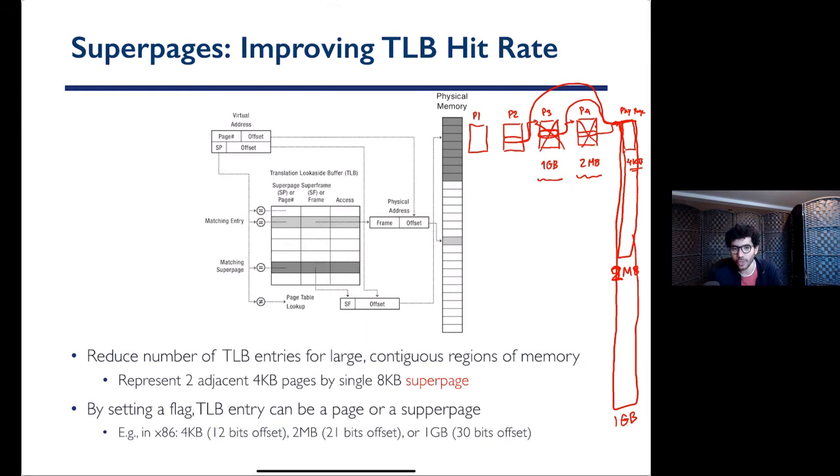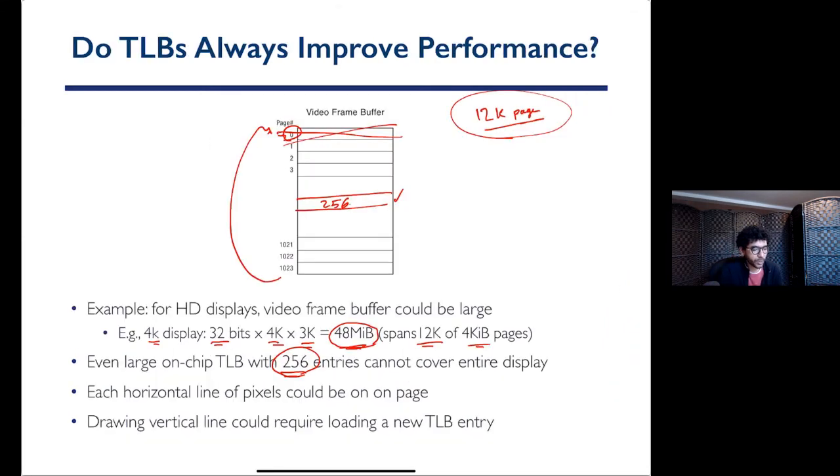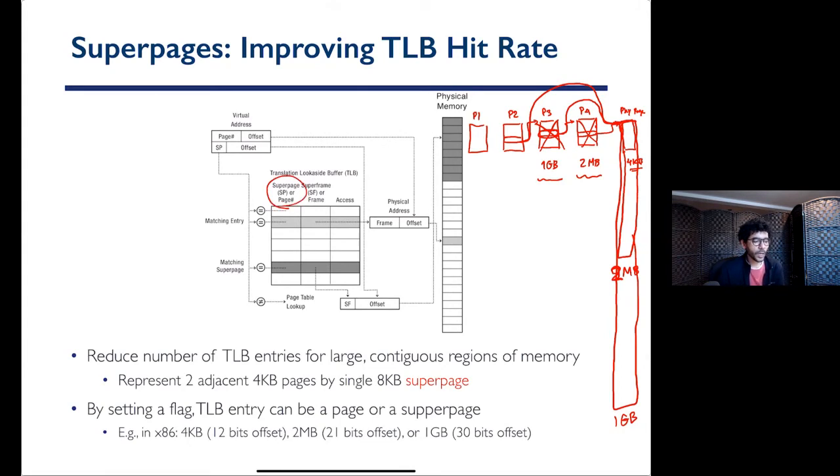Now, this is how we're going to address the problem that I described in the previous slide. If you have, let's say, this many pages, so this is 48 megabyte, this could be translated to 24 huge pages, each one of them 2 megabytes. So instead of having 12K pages, I ended up with 24 huge pages. Now 24 huge pages, I can fit them in my TLB. So that's fine. That's how we do it. To support this, however, we need to add some extra information to our TLBs, and also to the page table entry, to indicate that we have huge pages. So these are not normal pages.